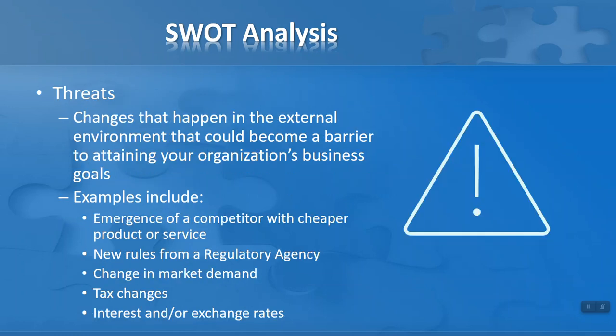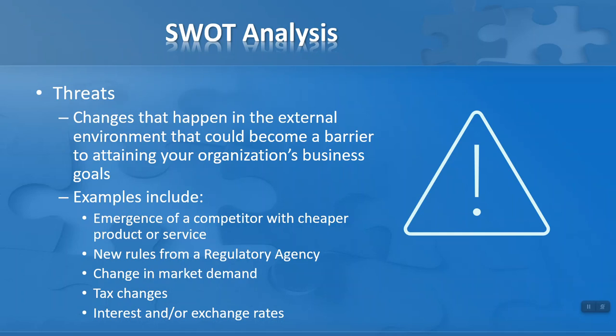And then we come to the threats, the T for threats, and these are changes that can happen in our outside environment that could become a barrier to us attaining our business goals. So what are the threats from outside? Examples could include a competitor coming up with a cheaper product or service.